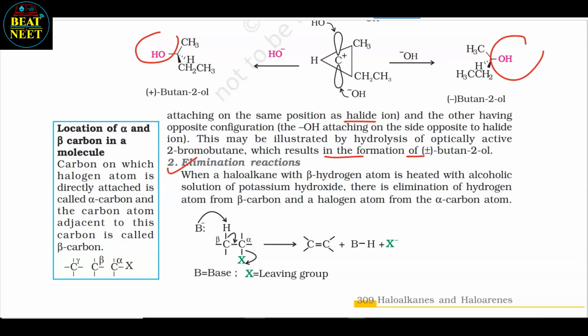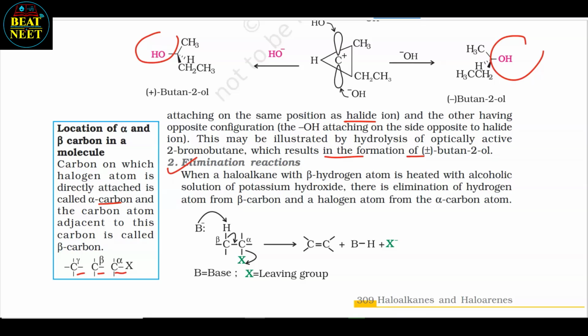Number 2, elimination reaction. But before that, here is the location of alpha and beta carbon in a molecule. The carbon on which the halogen atom is directly attached is called alpha carbon. And the carbon atom adjacent to this is called the beta carbon. Here you can see this is just next to the halogen. So that is alpha carbon, then beta, then gamma.